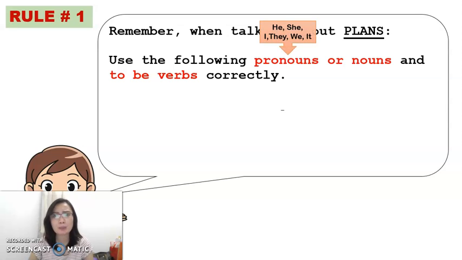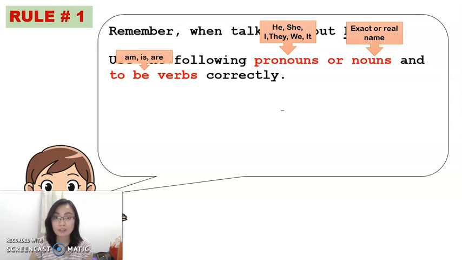Now, what do we mean by pronoun? These are the he, she, I, they, we, it, and also you. For nouns, these are the exact name. For example, Tanya, David, Miss Dennis. So those are exact names. And the to be verbs, which is the am, is, are. So you have to use it correctly.